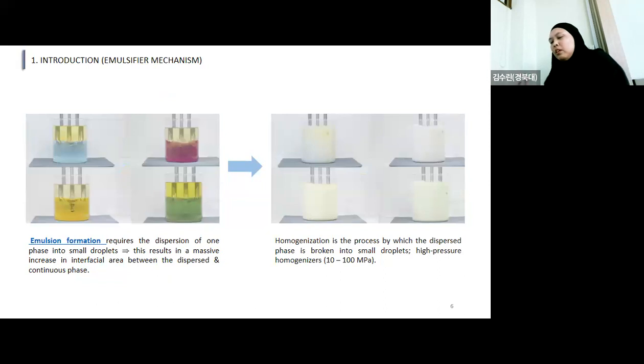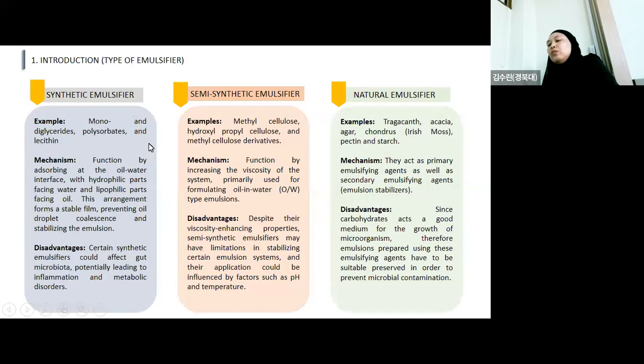Here, if we just mix it, the emulsion won't be stable. So normally, to make a stable emulsion, we have to use a homogenizing process. Homogenizing is a process where the dispersed phase is broken into small oil droplets. And normally we use a high pressure homogenizer. And then normally emulsifiers are divided into three types. The first one is synthetic, the second one is semi-synthetic, and the third one is natural emulsifier.